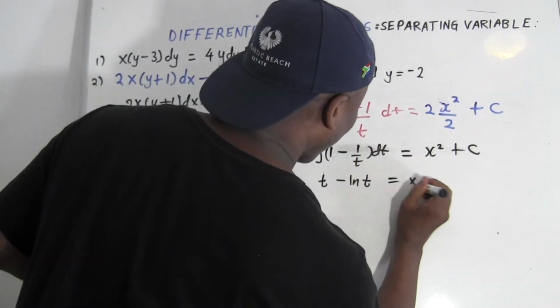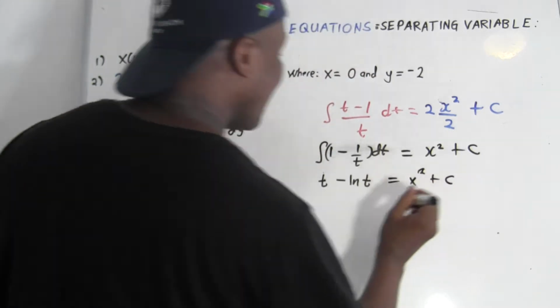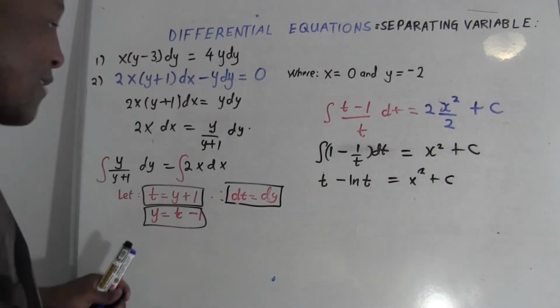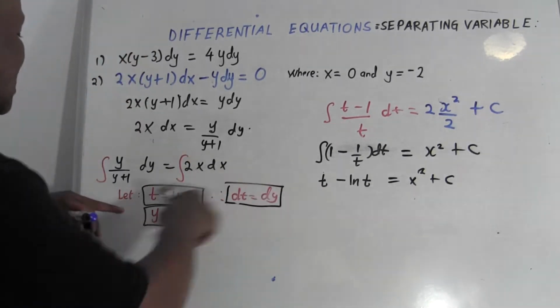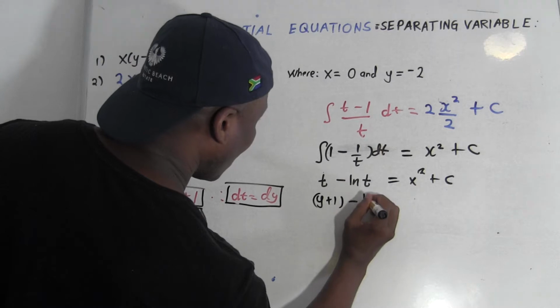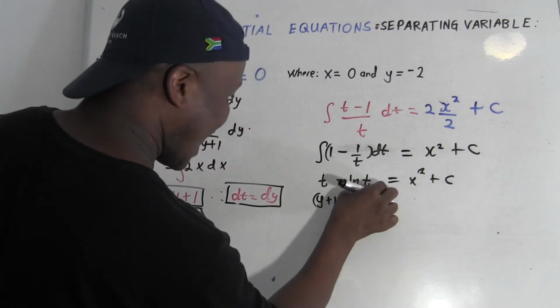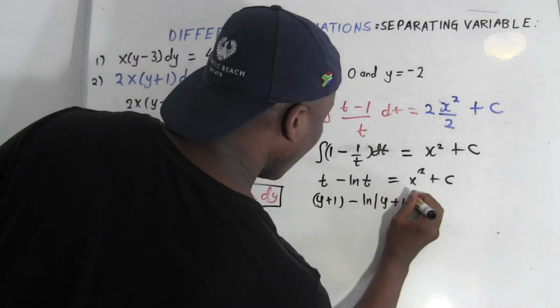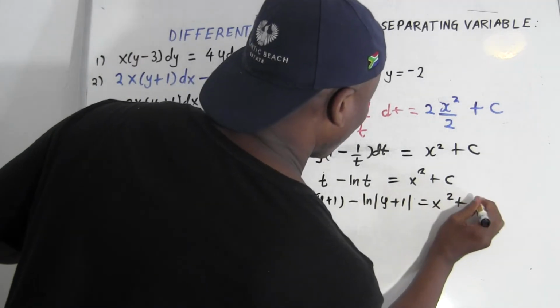So now we say this equals x squared plus c. But remember, in the equation they didn't give us t, they gave us x and y, so we have to replace it. What's the value of t? t equals y plus 1. So that's going to be y plus 1 minus ln, and whenever you have anything in front of ln, put your absolute value. t is y plus 1, and that equals x squared plus c.